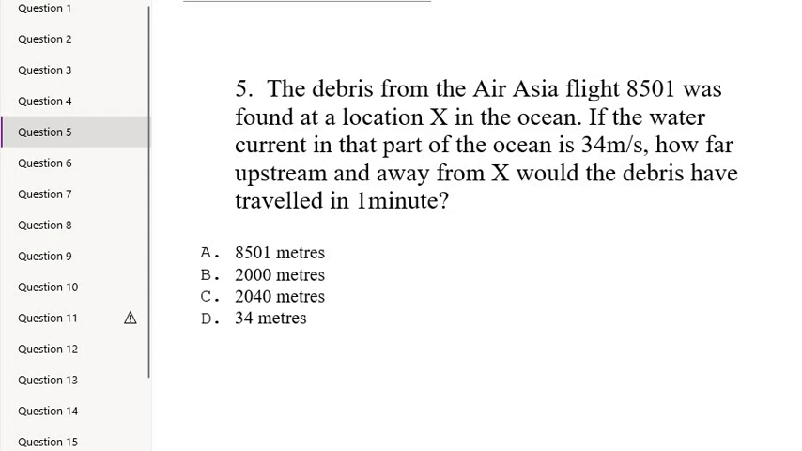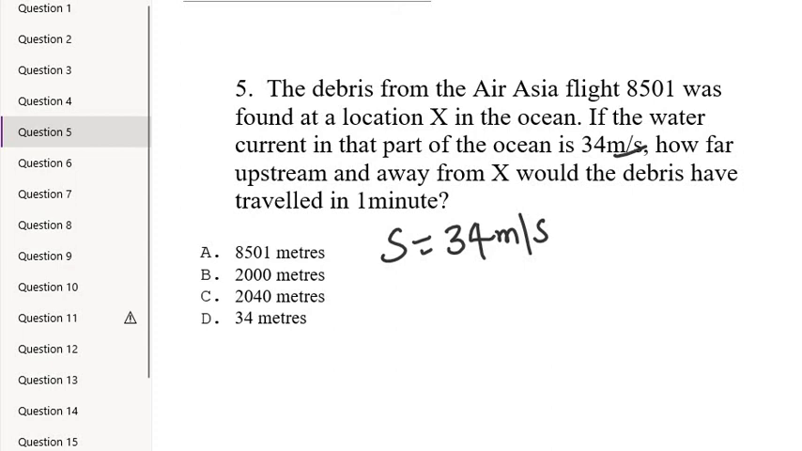Question 5. The debris from the Air Asia flight 8501 was found at a location X in the ocean. If the water current in that part of the ocean is 34 meters per second, how far upstream and away from X would the debris have traveled in 1 minute? In this question, meter per second is speed. The speed has been given. S, which is speed, equals 34 meters per second.